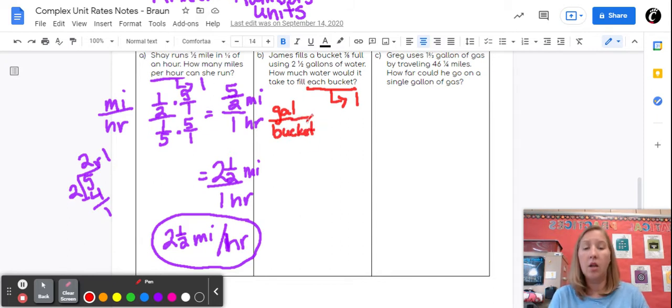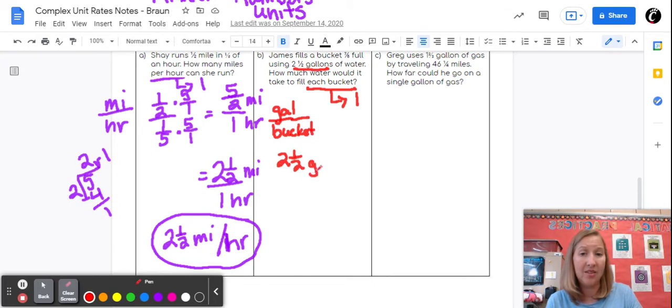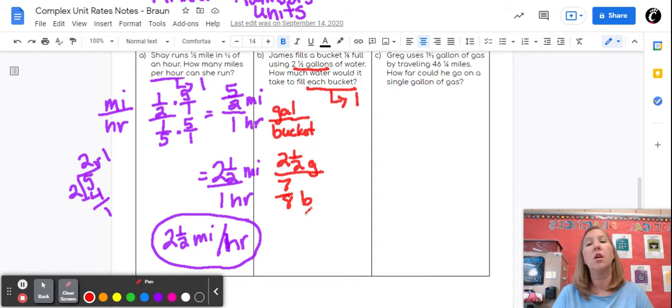Okay. Now I'm going to look for my numbers. I had 2.5 gallons. So that is going to be my number that goes on top. I'm just going to write that down here so I have more room. So again, 2.5 gallons, and I'm even just going to put a G, over 7/8 the bucket, so B. We've got gallons over buckets.